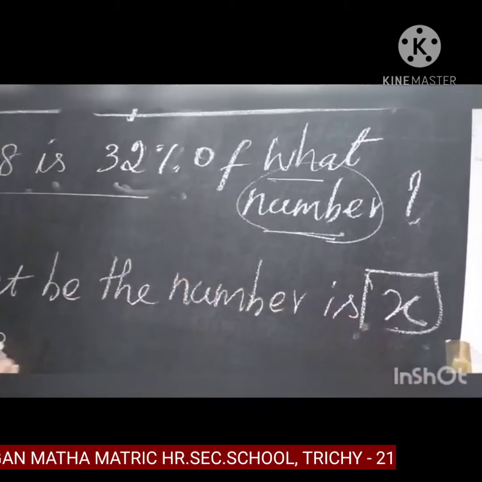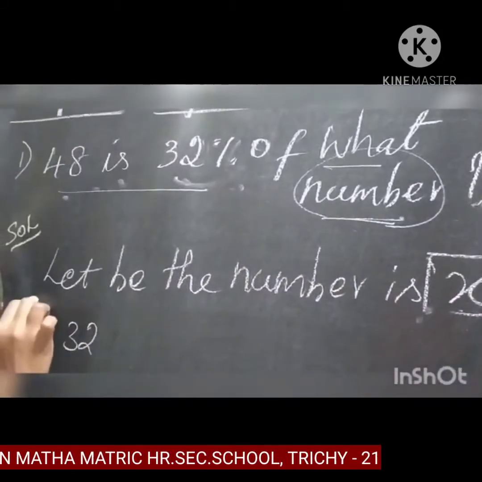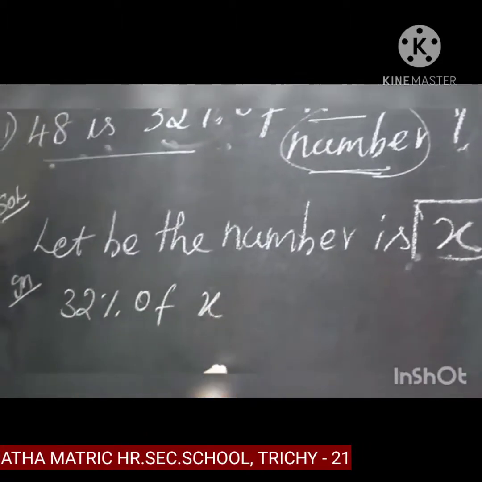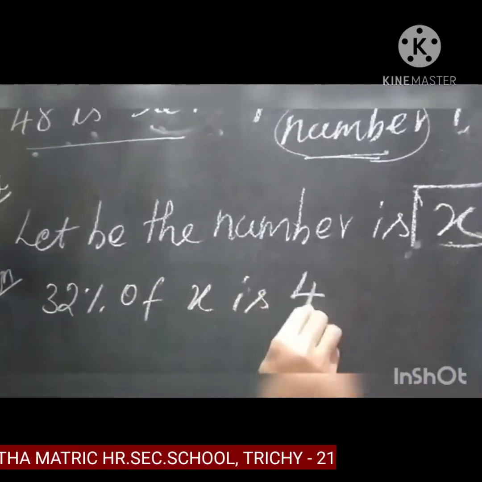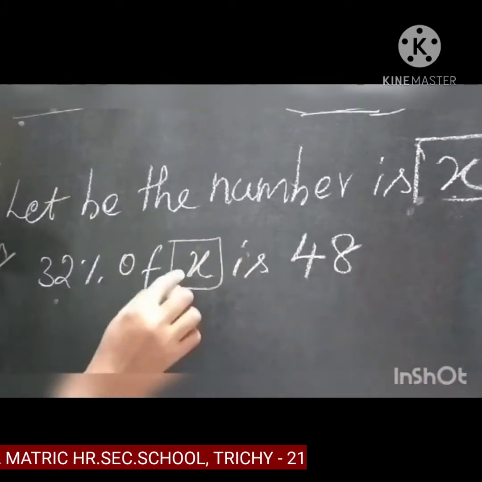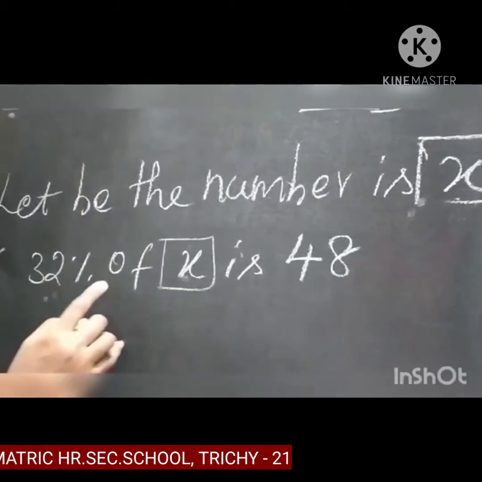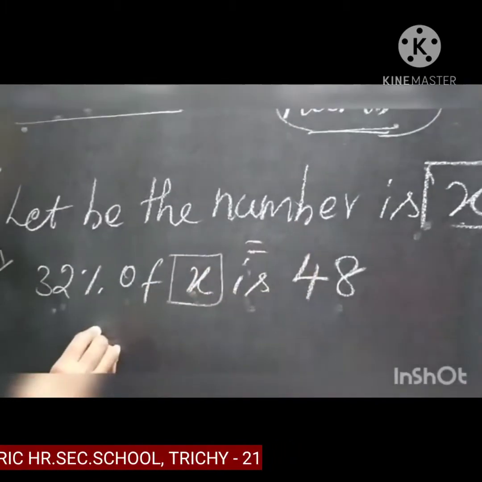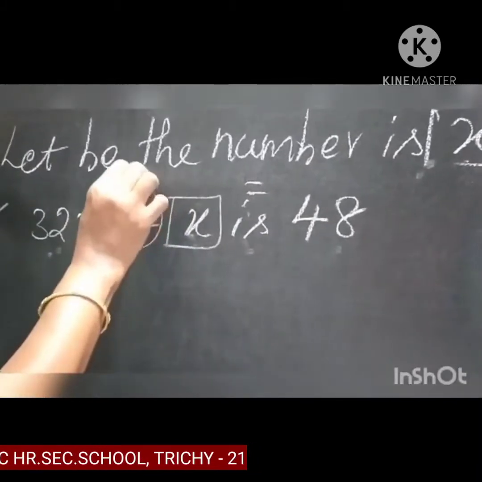So what is given? The given statement is 32 percentage of x is 48. So 32 percentage of x, this number we want to find out. 32 percentage of x is 48. This means is equal to. So of means what? That is a multiply sign.